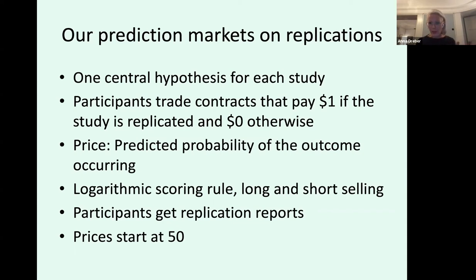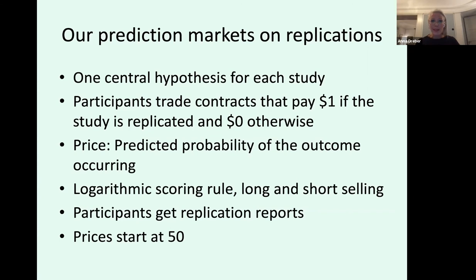Some details that may not be super interesting, but we use a logarithmic scoring rule. So this means that we are the counterparty to trade with, in the sense that you don't have to find someone else to take the opposite side of the bet. We are the counterparty. We allow for both long and short selling. So if you enter these markets, you think that the probability that a study will replicate is higher than the current price, okay, you should go long in the contract and buy it. If you think the probability is lower than the current price, you can short sell the contract.